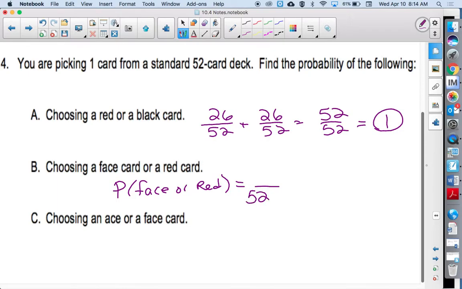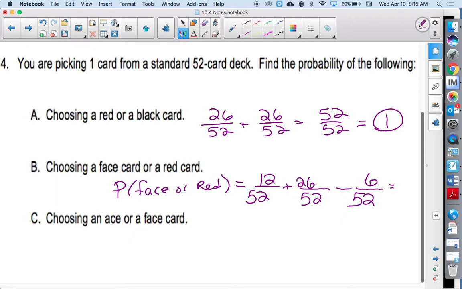Emma, how many face cards are in a deck of cards? How many red cards are there? Are there any face cards that are also red? How many? Yeah, half of the face cards are going to be red, the other half are going to be black. That's the part that overlaps. So we take out that 6 cards that were counted as face cards and as red cards. So the overlapping part's the part you can't forget. You gotta subtract that part.